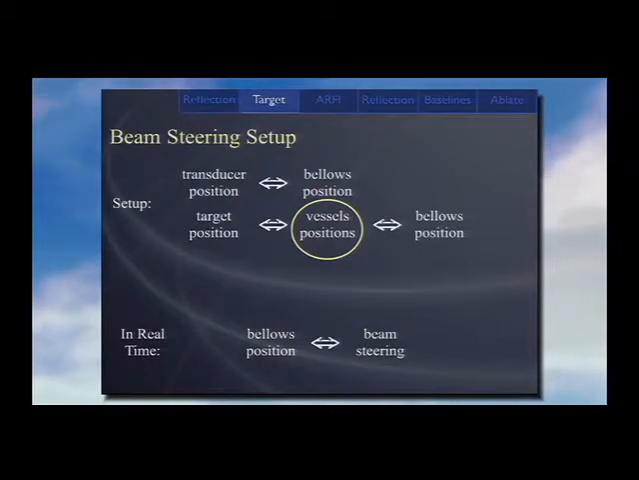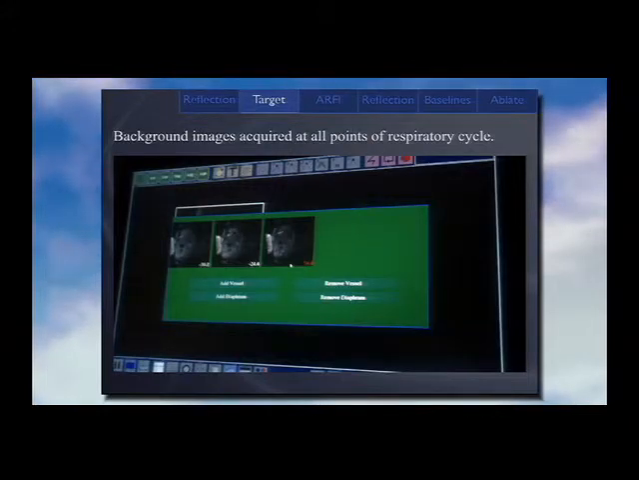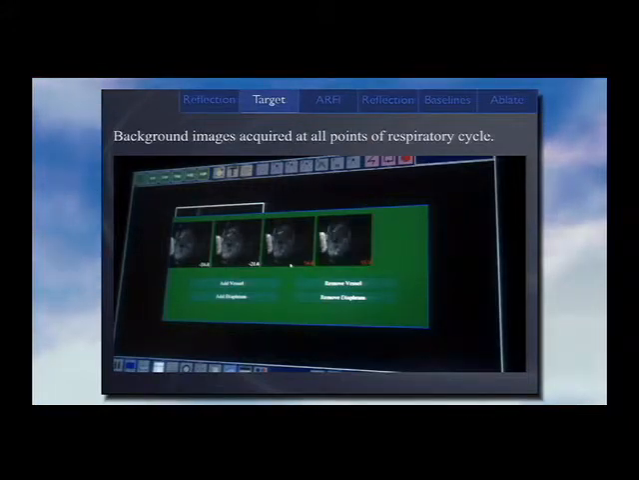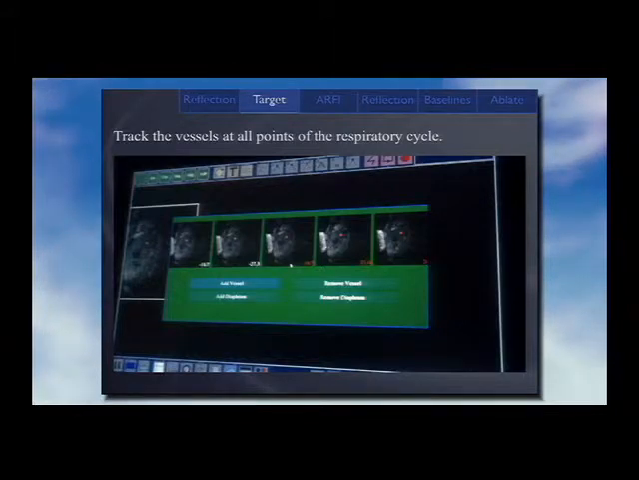Okay, so let me tell you a little bit about tracking the vessels. So we get our SSFP images. We do this over multiple points in the respiratory cycle. And once we've acquired multiple images over the respiratory cycle, we come back and we specify which vessels that we want to track. And so you see that there's a color there overlaid on the vessel that we're tracking.